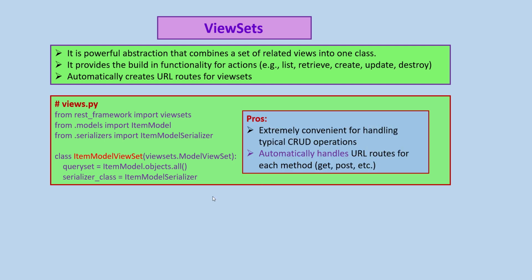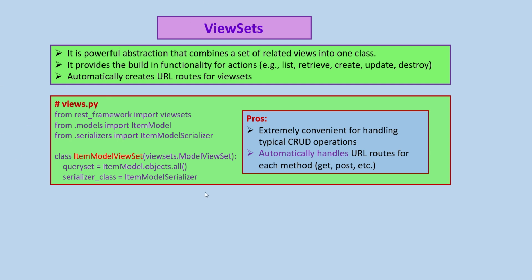We can use this when we want the framework to handle the basic operations automatically. All the CRUD operations will get handled automatically, and it is extremely convenient for handling CRUD operations, and it automatically handles the URL routes for each method. We just need to register our viewset with the router, and that's it. It will take care of the URLs and all. It will create automatic URLs for us, and most things will be automatic in this.